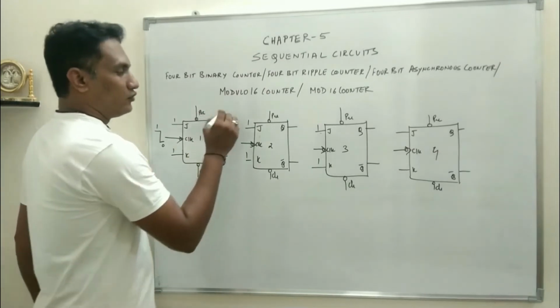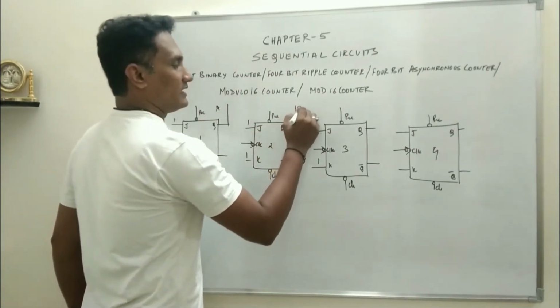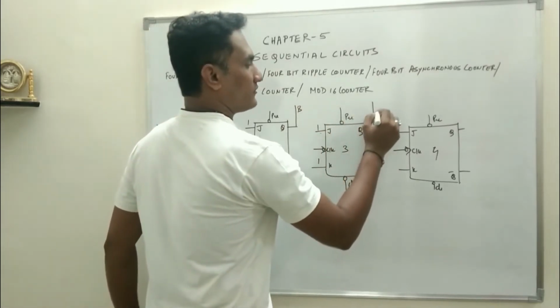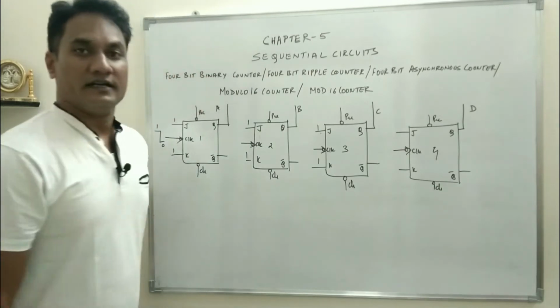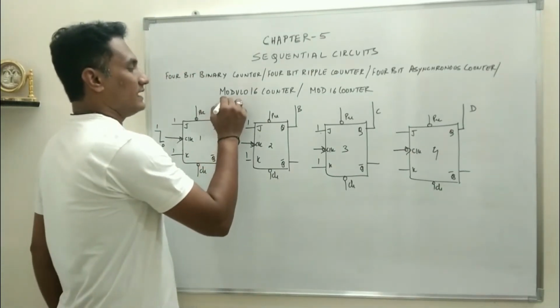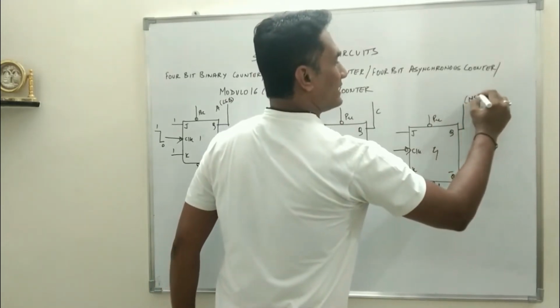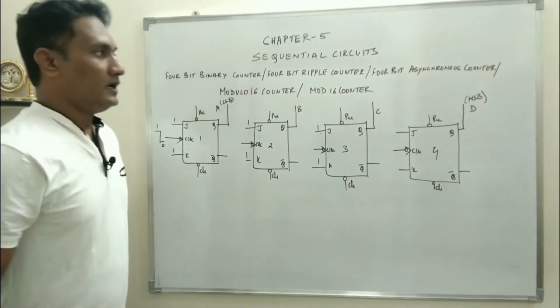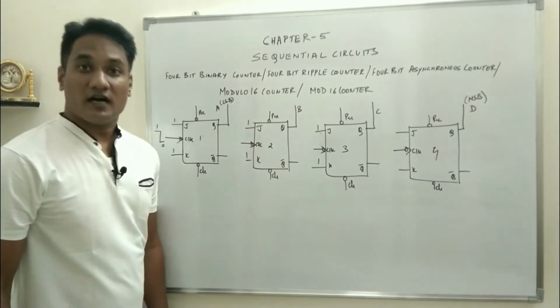Now the output of the first is A, output of the second is B, output of the third is C, output of the fourth is D, where A is LSB and D is MSB. Now we are supposed to design a 4-bit asynchronous counter.